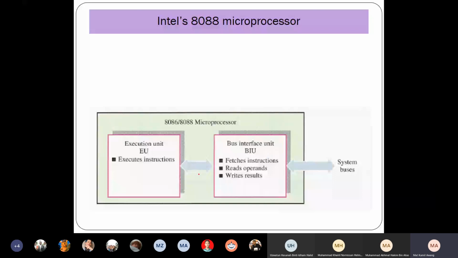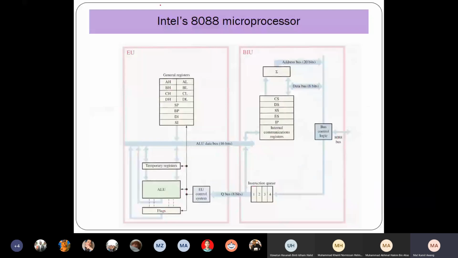These two work together, and the system bus connects to the outside world of this microprocessor, which is the RAM, ROM, input ports and output ports, and the modems and so on. So this is the internal structure of the Intel 8088 microprocessor.